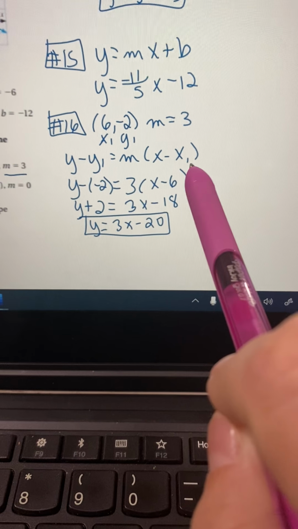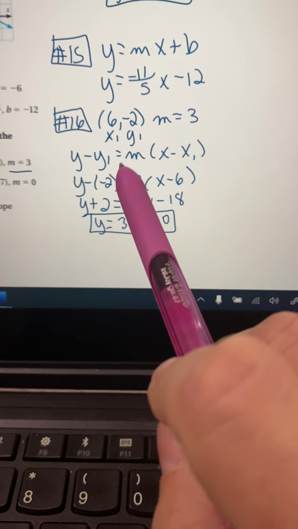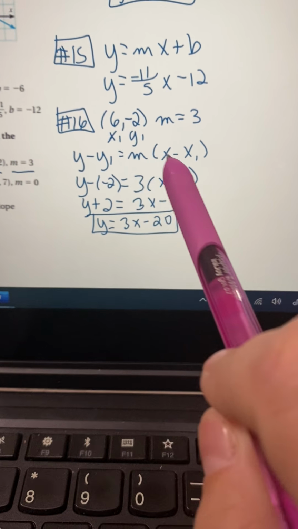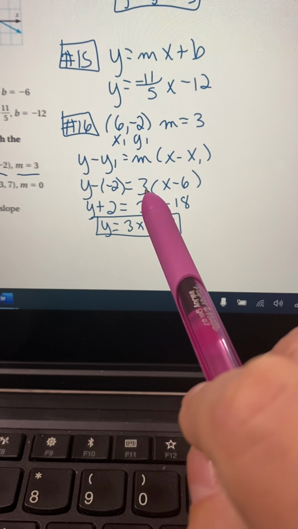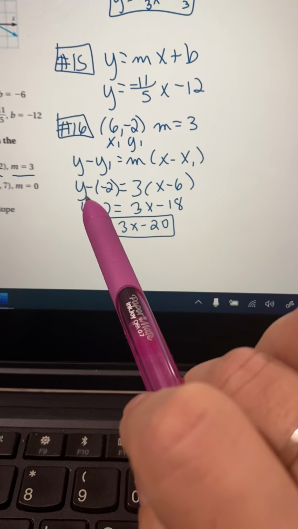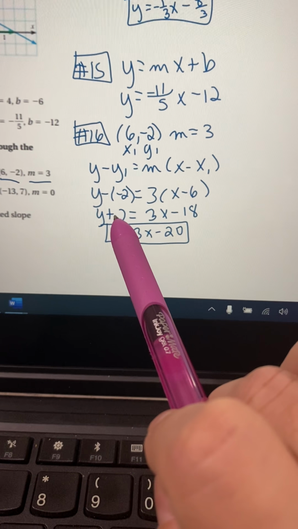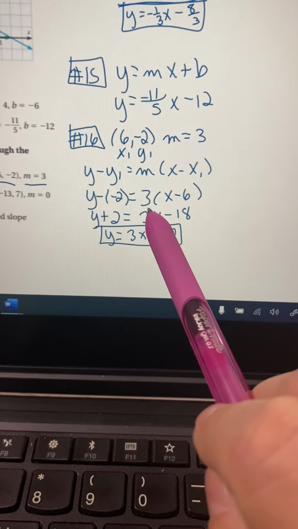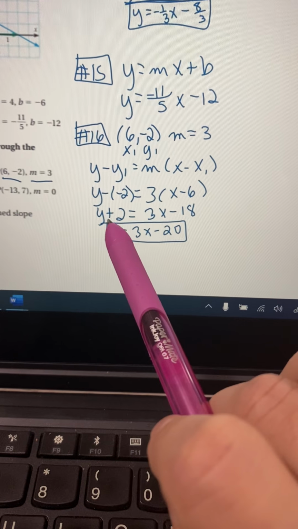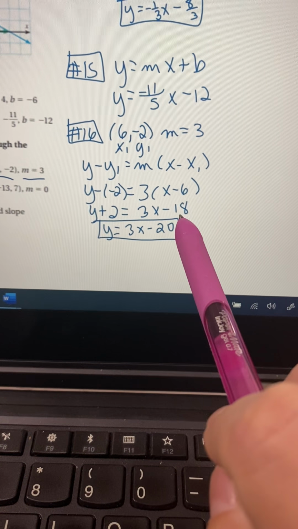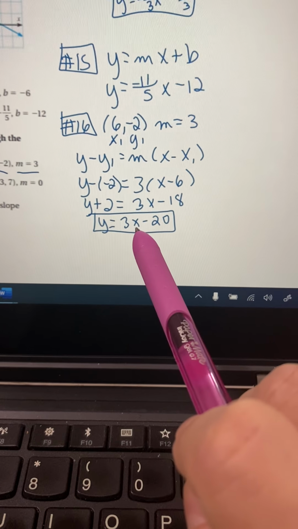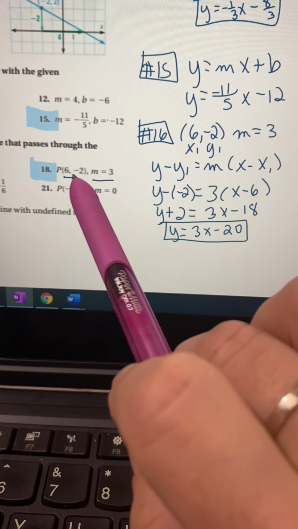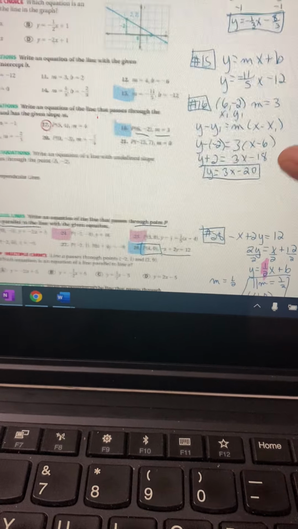I wrote my formula, plugged in my y1, plugged in my x1, and I plugged in my slope. The next step, I'm going to simplify. Two negatives become a positive. On this side, I distributed the 3 to both terms. And the last thing I did was subtract 2 on both sides to get my y equals format. So this is the equation that goes through that point and has that slope.